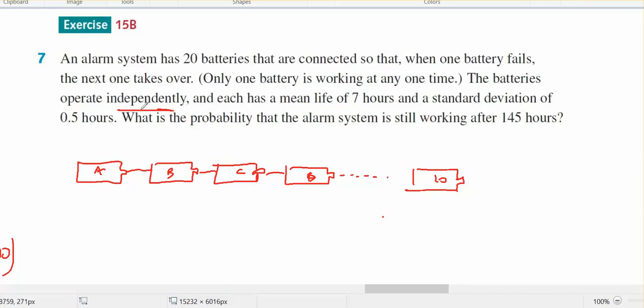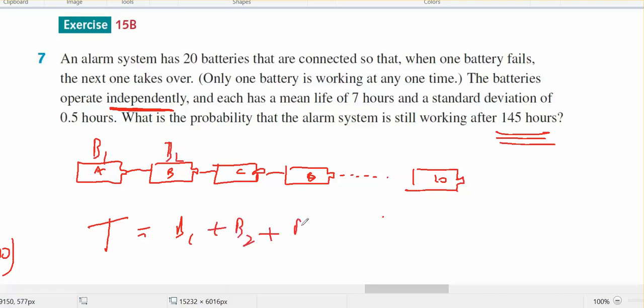The batteries operate independently of each other, and each of them has a mean life of 7 hours. So what's the probability the alarm system is still working after 145 hours? So I might say T is my variable, where T is the total time of all 20 batteries. And T is going to equal battery 1 plus battery 2 plus battery 3 plus battery 4 plus battery 5 plus battery 6, all the way up to battery 20.